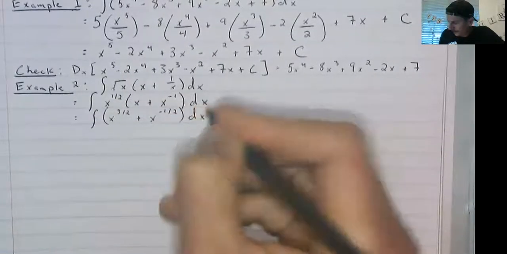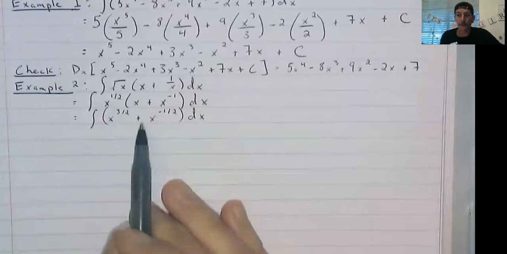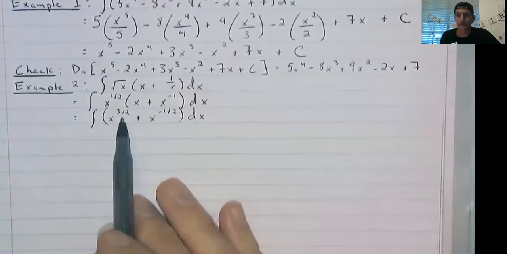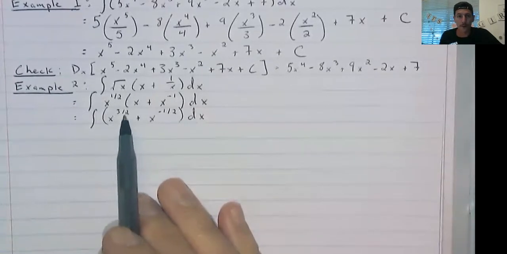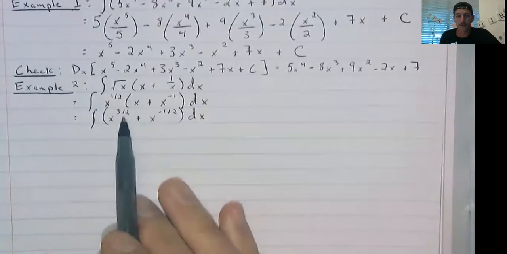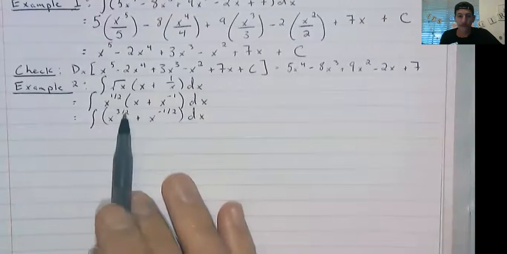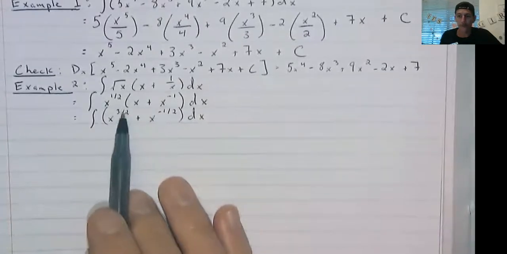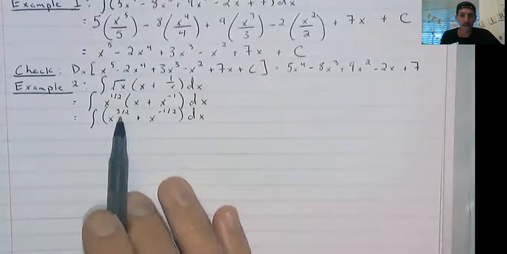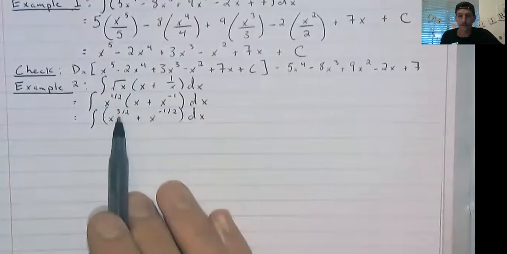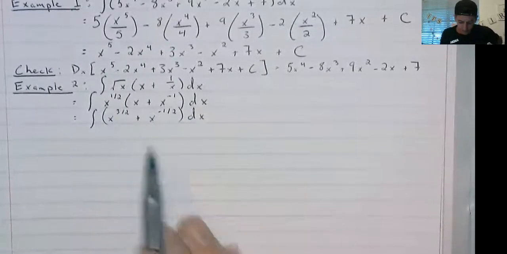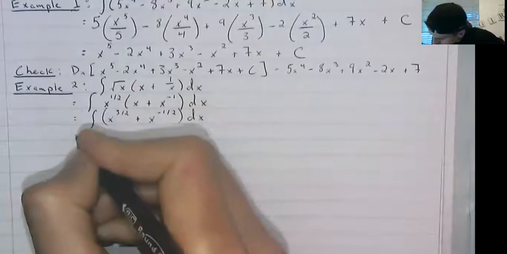Now this is still technically not a polynomial, because to be a strict polynomial, you have to have whole number exponents, which we don't have. But we do have the ability to now use our rules of antidifferentiation to find these two antiderivatives with the power rule. And so we'll do that.